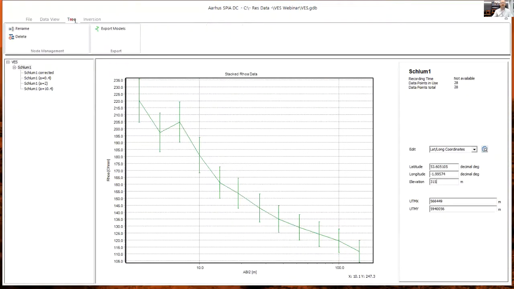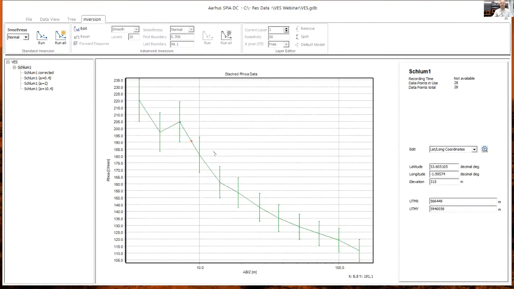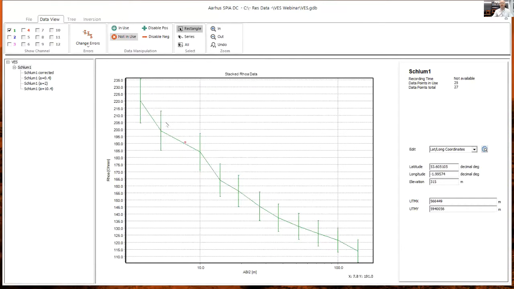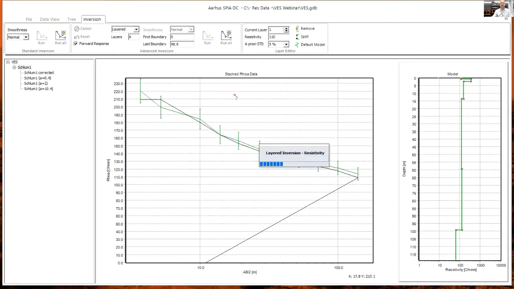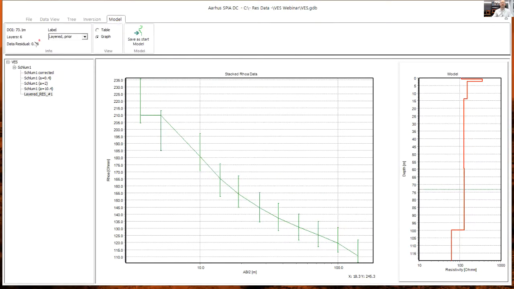And then I can go and run the inversion. If I wanted to, before I run the inversion, I can actually take out data points if I don't trust them. So I can say not in use. So that won't be taken forward for inversion. And then I can just say run. And this will then produce me a model of resistivity against depth and give me a residual, which in this case is a value of 0.36, and also show me a depth of investigation.